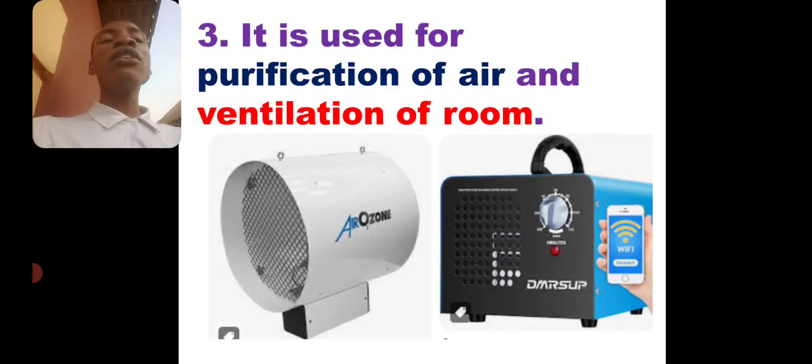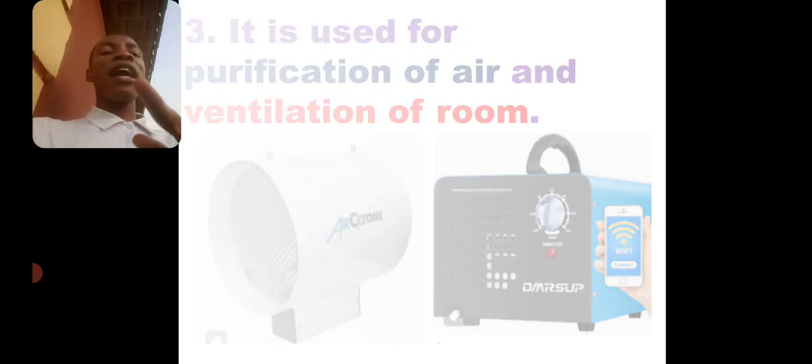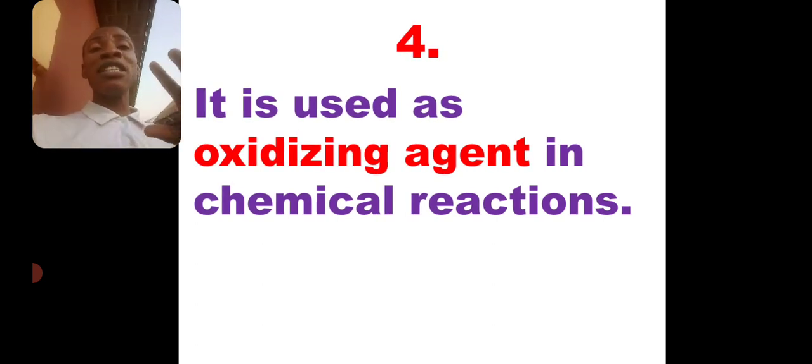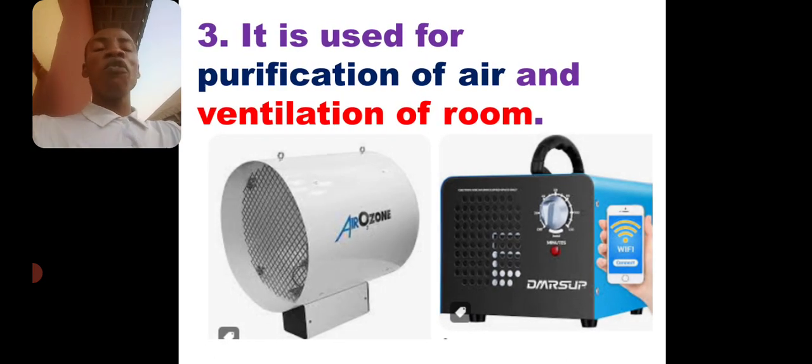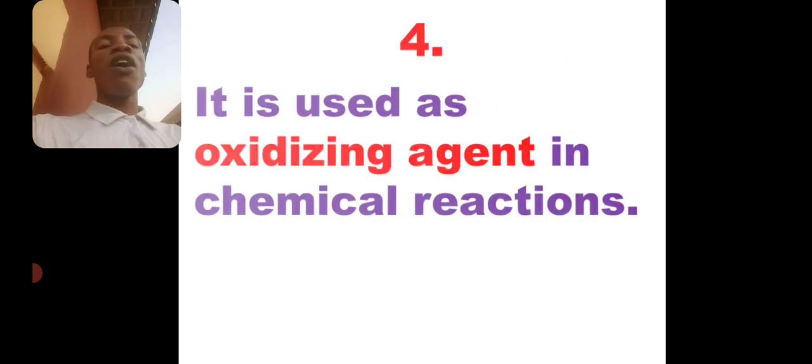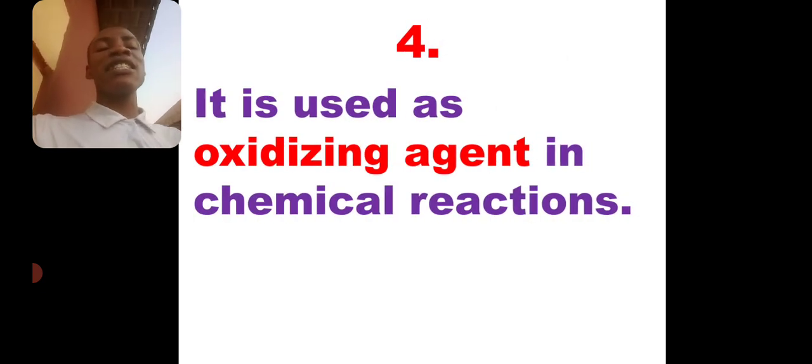Ozone is also used for purification of air and for ventilation of stuffy rooms. It can be used to purify air and can act as a ventilator for stuffy rooms. When it decomposes at high temperature, it releases oxygen, and that's what you need to ventilate a room. So that is why it can be used to purify air and to ventilate rooms. Also, it's used as an oxidizing agent in chemical reactions.